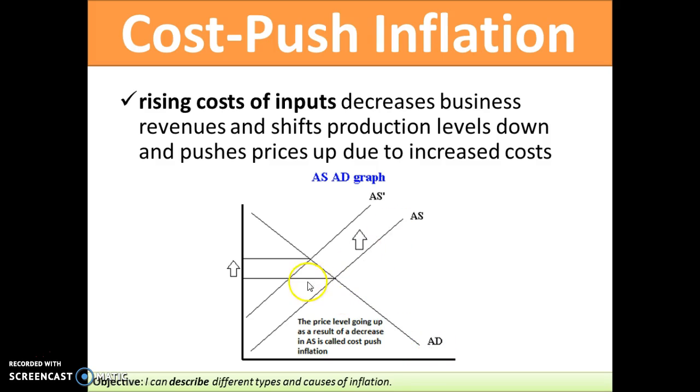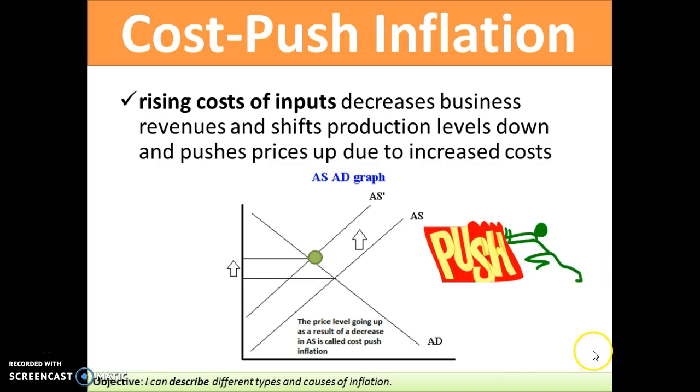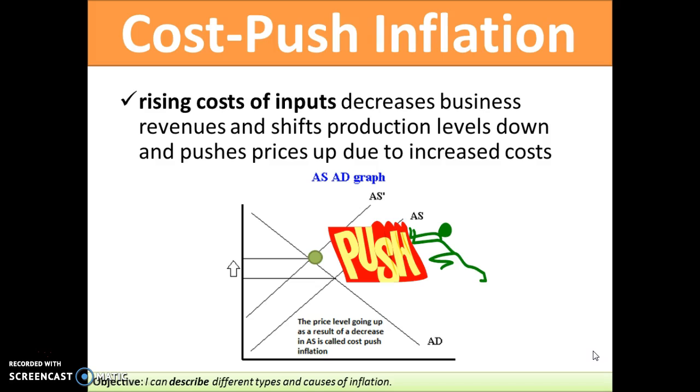We have our demand curve and our supply curve, and anytime we have an increase in our cost of inputs, we're going to have a supply shift to the left. And so our equilibrium point will start here, and that will end here, and that results in a price increase. That price increase is inflation, and we call that cost push inflation. The costs of these inputs is pushing the prices of these goods and services up.